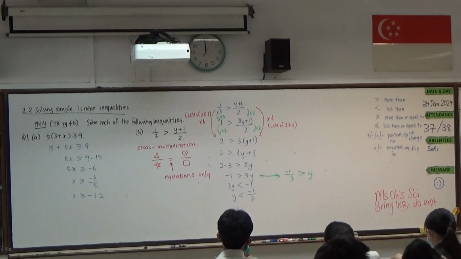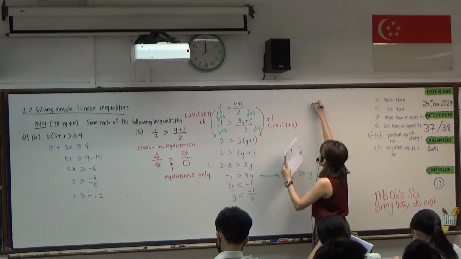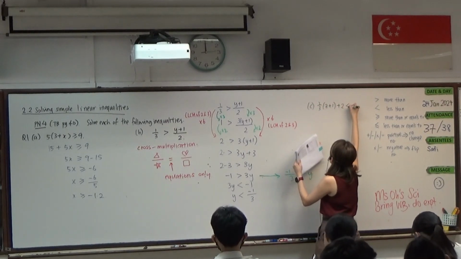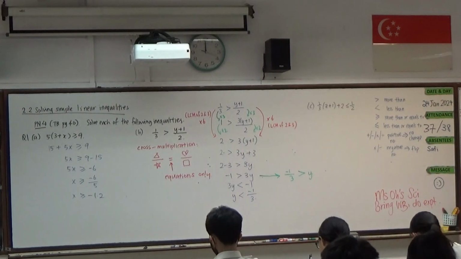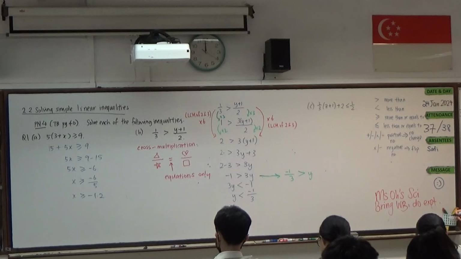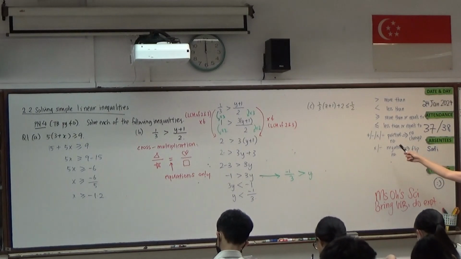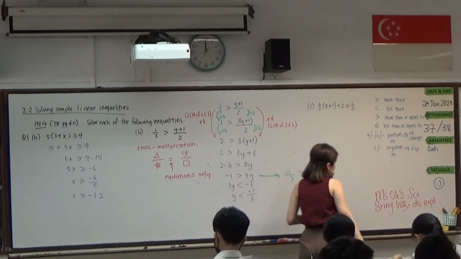Next, we look at part C. I got 1/3 z plus 1 plus 2 less than or equal to half. Okay, do you have the confidence to try this on your own first? Maybe please try this on your own. I give you about 3 minutes to do it.